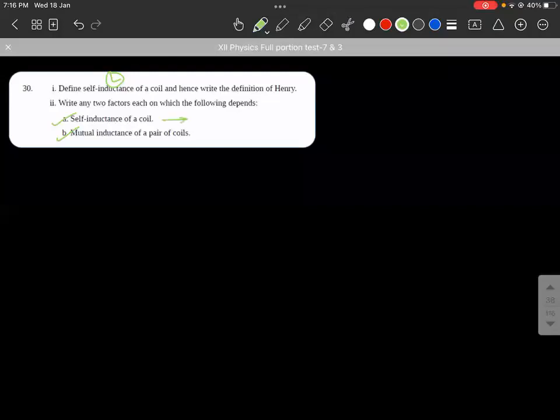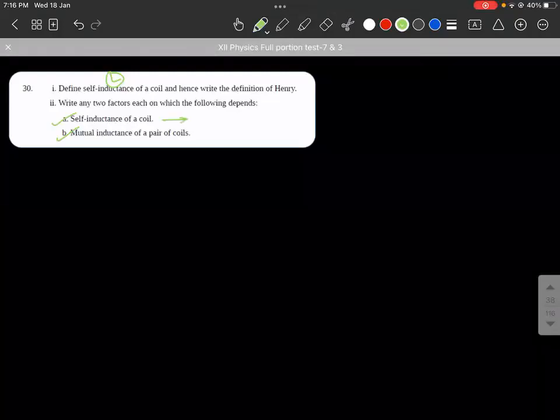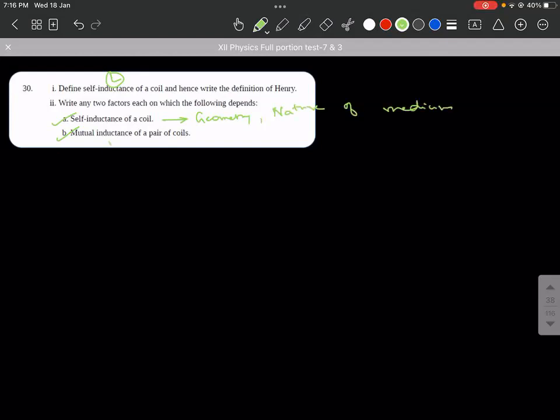So what are the two factors on which the self-inductance depends? One is the geometry and the second is the nature of the medium. What about the mutual inductance of the pair of coils? Sir, won't it depend on current? No, the current will cancel out. In self-inductance, it cancels out. Where will you have current?